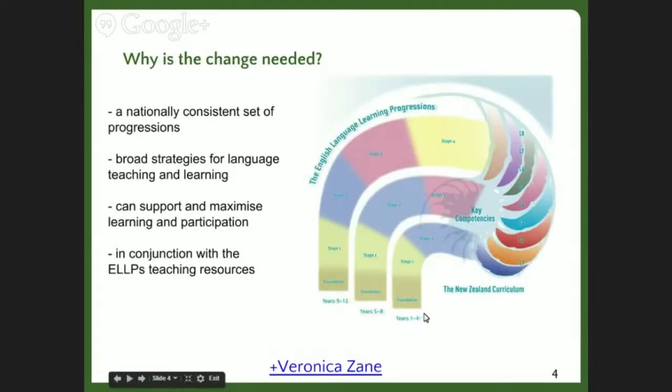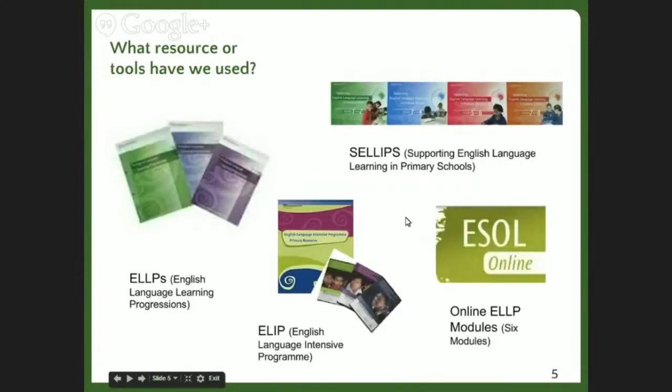I think the change has come at a good time as ELPs is in line with the New Zealand curriculum, as shown in the diagram here. For instance, stage 1 in ELPs is equivalent to beginning level 1, while stage 2 is in between level 1 and 2. ELPs is a nationally consistent set of progressions. This new ELP form helps teachers to identify stages and patterns of progress for ESOL learners. It provides broad strategies for language teaching and learning, which can support and maximize learning and participation. It is also in conjunction with the ELPs teaching resources. And here are some useful resources.